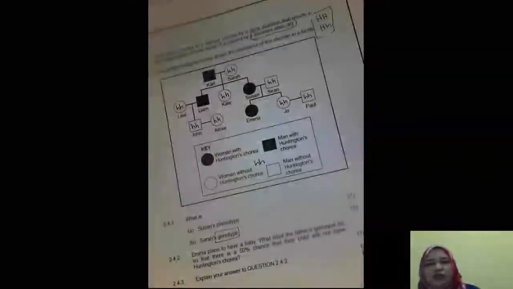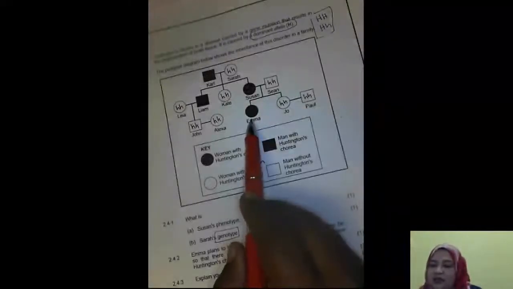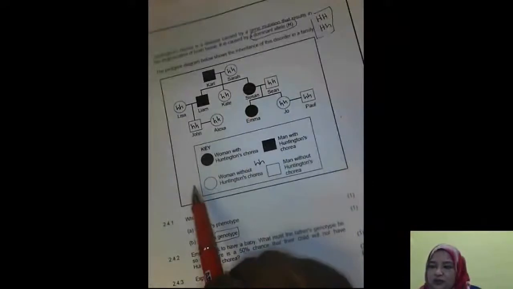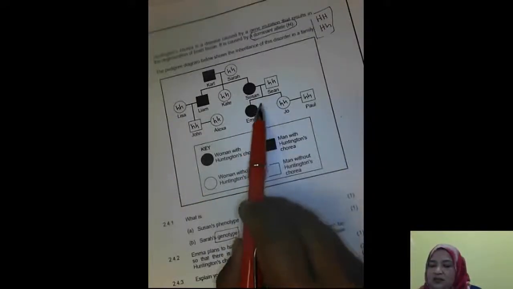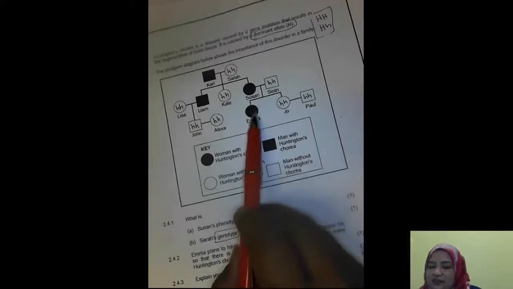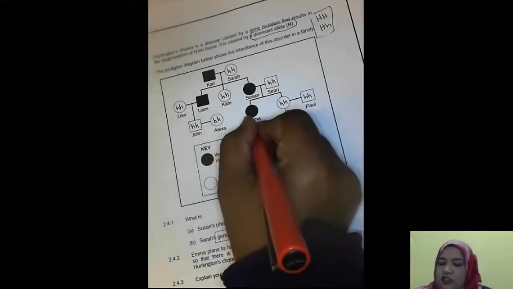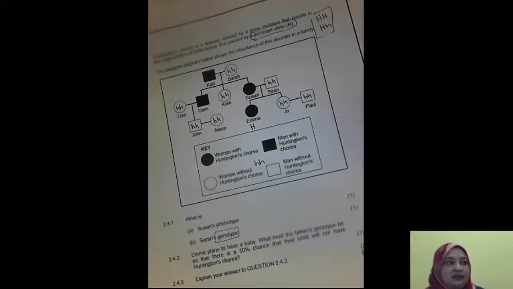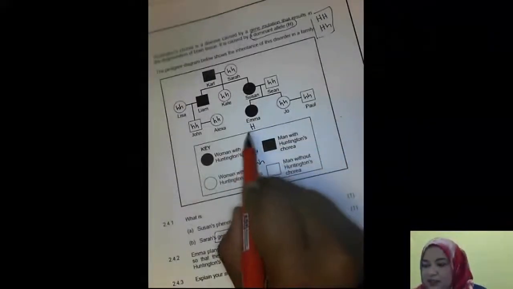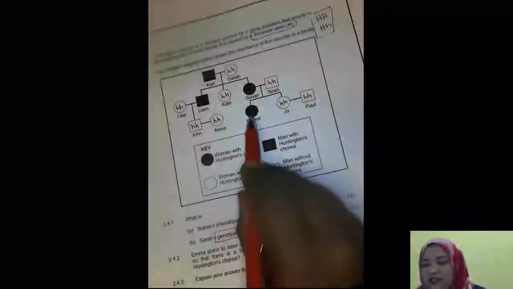What's the first thing we have to do when we look at Emma? Do we know what Emma's genotype is? Now Emma is the daughter of Susan and Sean. So we know that because she is a sufferer, she must have the dominant allele. Right? Sufferers must have the dominant allele, and the non-sufferers must be homozygous recessive. So Emma must have the dominant allele because she is a sufferer.